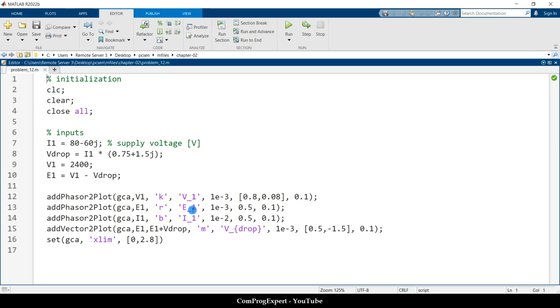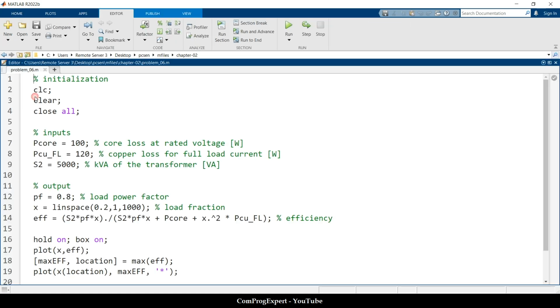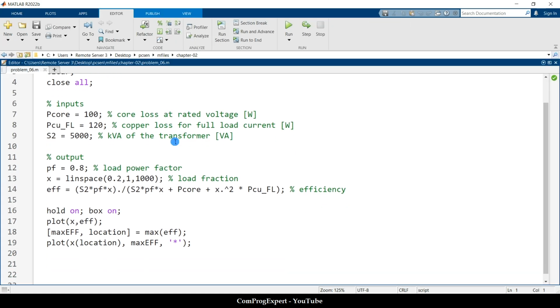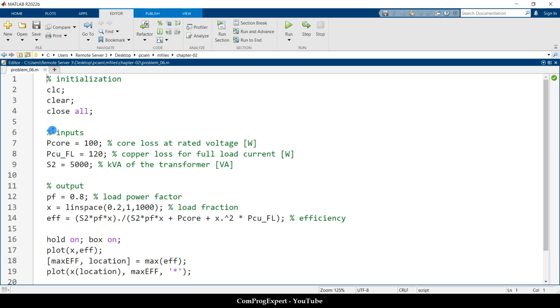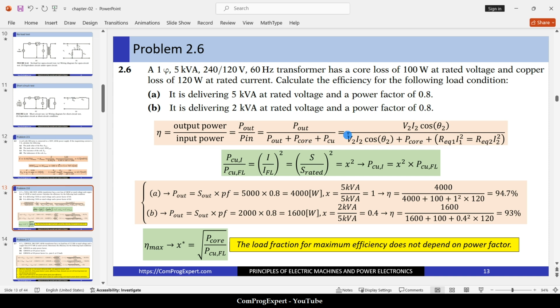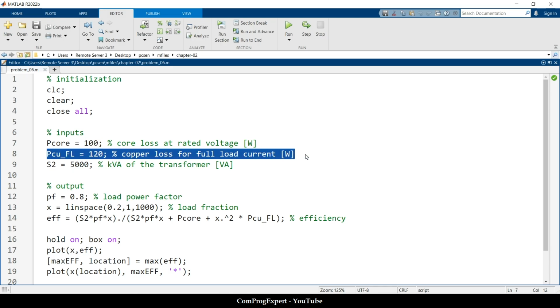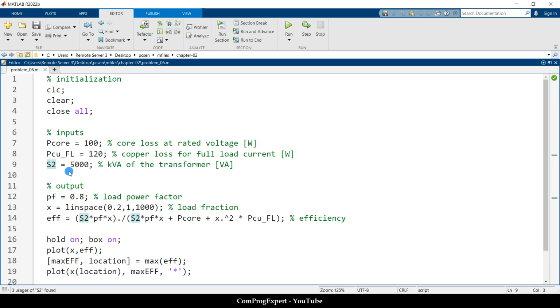So here, let me write problem 6. We have these inputs. The core loss is 100. The copper loss for the full load current is 120. And this is S rated, that is equal to 5000. The unit is volt ampere.